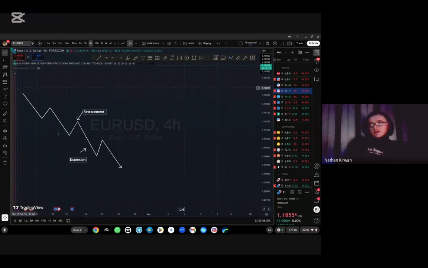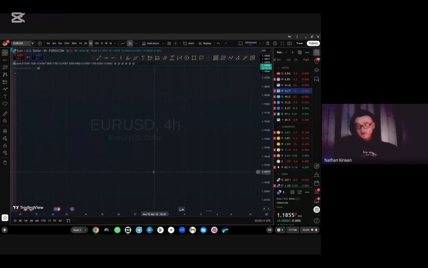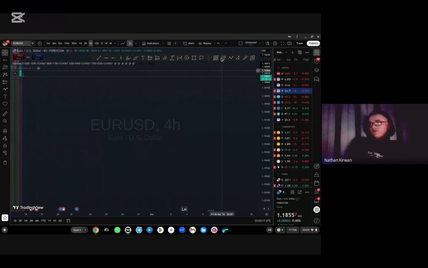So now, let's flip this chart back around first. Now let's have a look at range markets. If you know higher highs and higher lows, that's going to be your bullish trend. Lower highs and lower lows, they're going to be a bearish trend. What do we do when price is doing something like this?